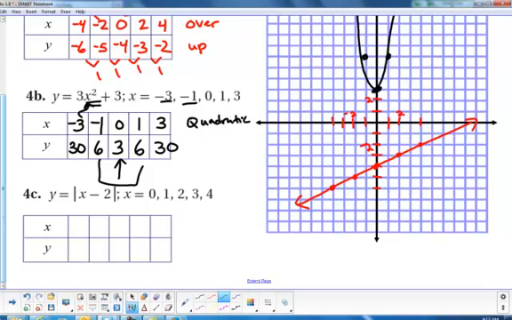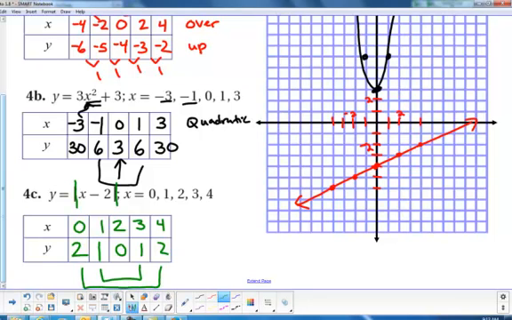And our last one is an absolute value graph. So if you plug 0 in, 0 minus 2 is negative 2. The absolute value of negative 2 is 2. If you plug 1 in, 1 minus 2 is negative 1. The absolute value of negative 1 is 1. If you plug 2 in, you get 0. 3 gives you 1. 4 gives you 2. So I'm again noticing symmetry here.